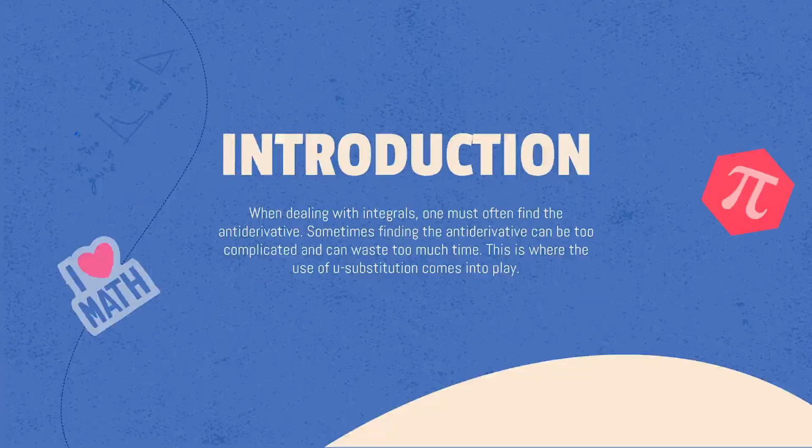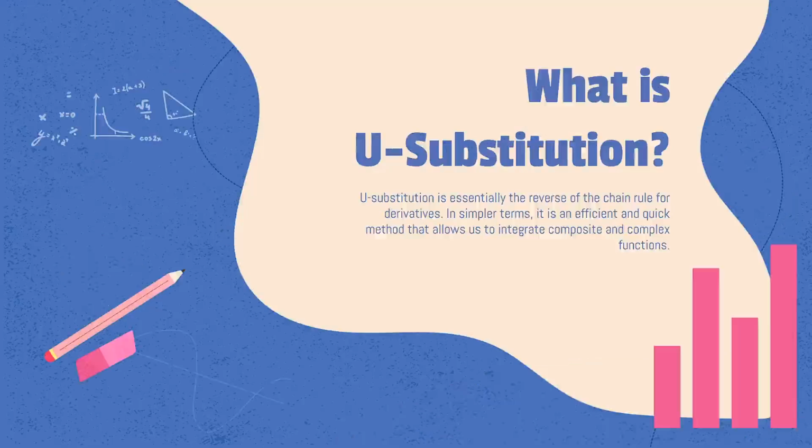So the introduction: when dealing with integrals, one must often find the antiderivative. Sometimes finding the antiderivative can be too complicated and can waste too much time. This is where the use of U substitution comes into play.